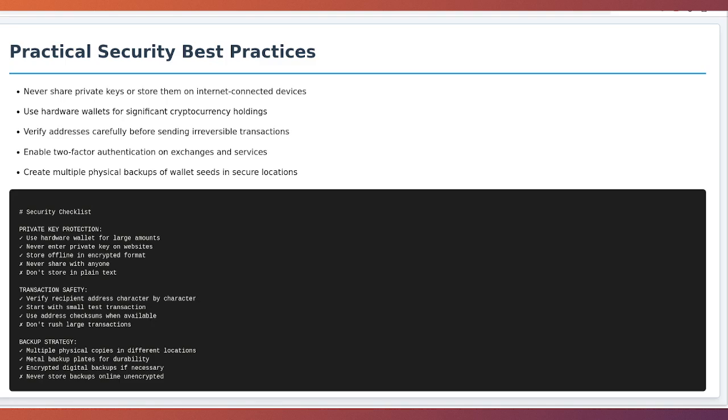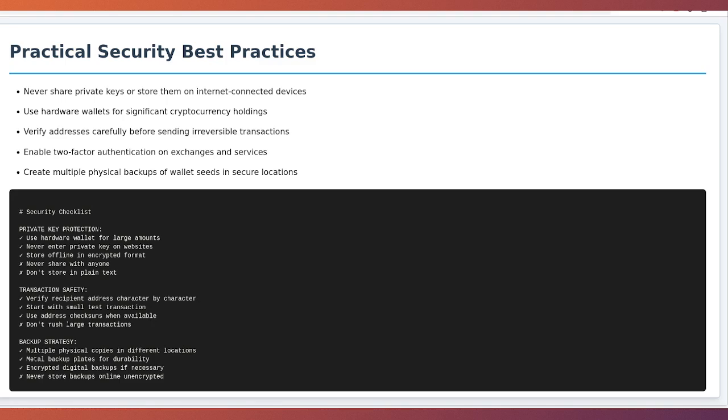Use hardware wallets for significant holdings. These devices keep private keys isolated from internet-connected computers. When creating a wallet, ensure you're using software from a trusted source, as malicious wallet software could generate weak keys or steal your existing ones. Always verify addresses carefully before sending transactions, because blockchain transactions are irreversible. One wrong character in an address means your funds are sent to the wrong place permanently.